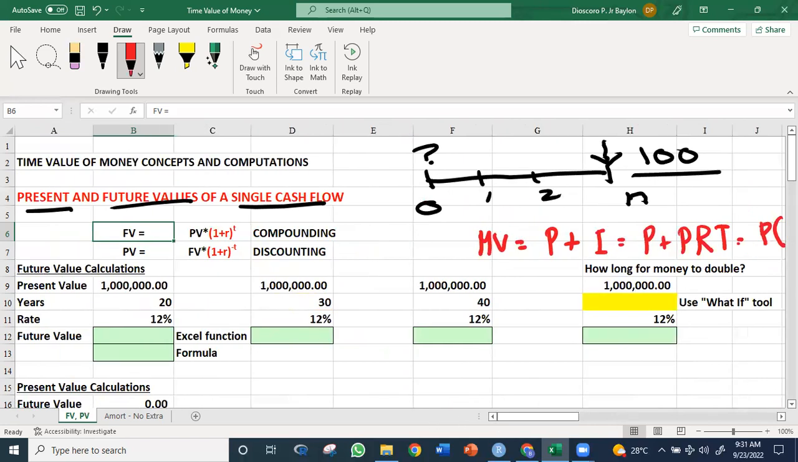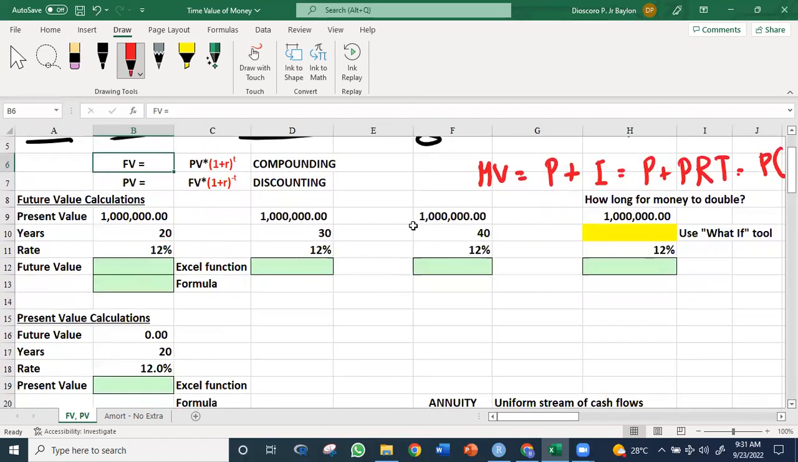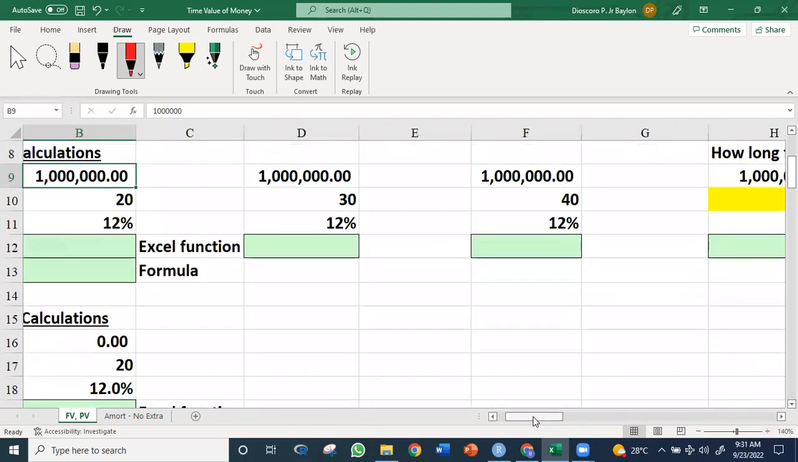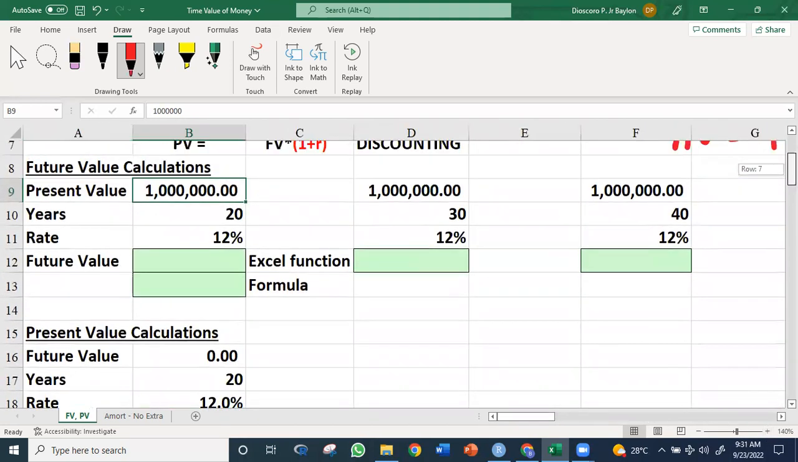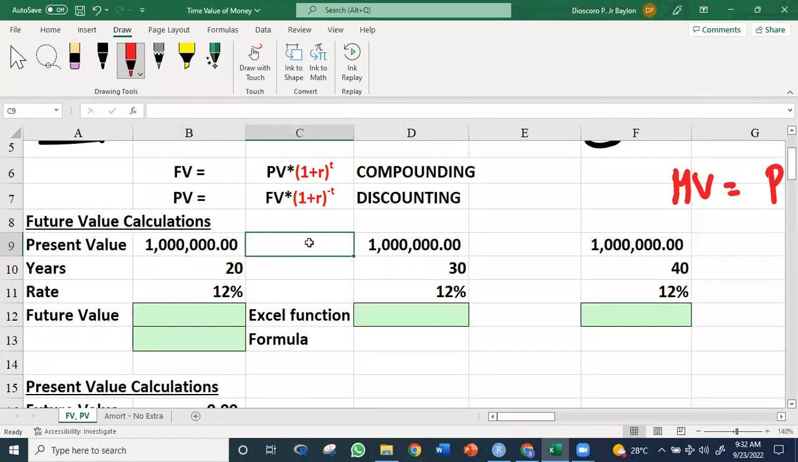So let's use Excel in order to compute these things. As an example, we were given a present value of 1 million. If we're going to put 1 million in an instrument that earns 12% per annum, take note, the rate given is always assumed to be per annum, and we're going to let it stay there for 20 years, how much will be the amount after 20 years? And we call that future value.